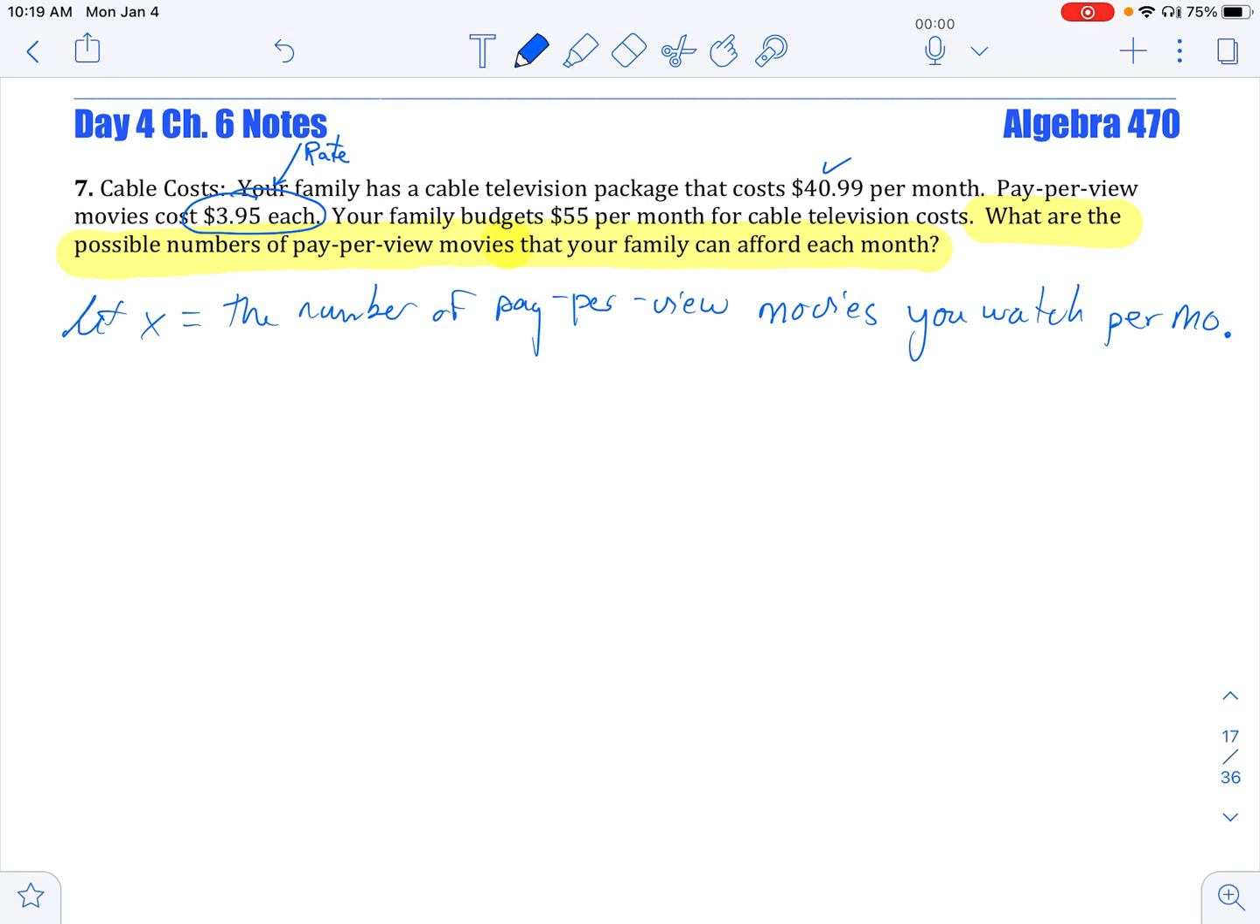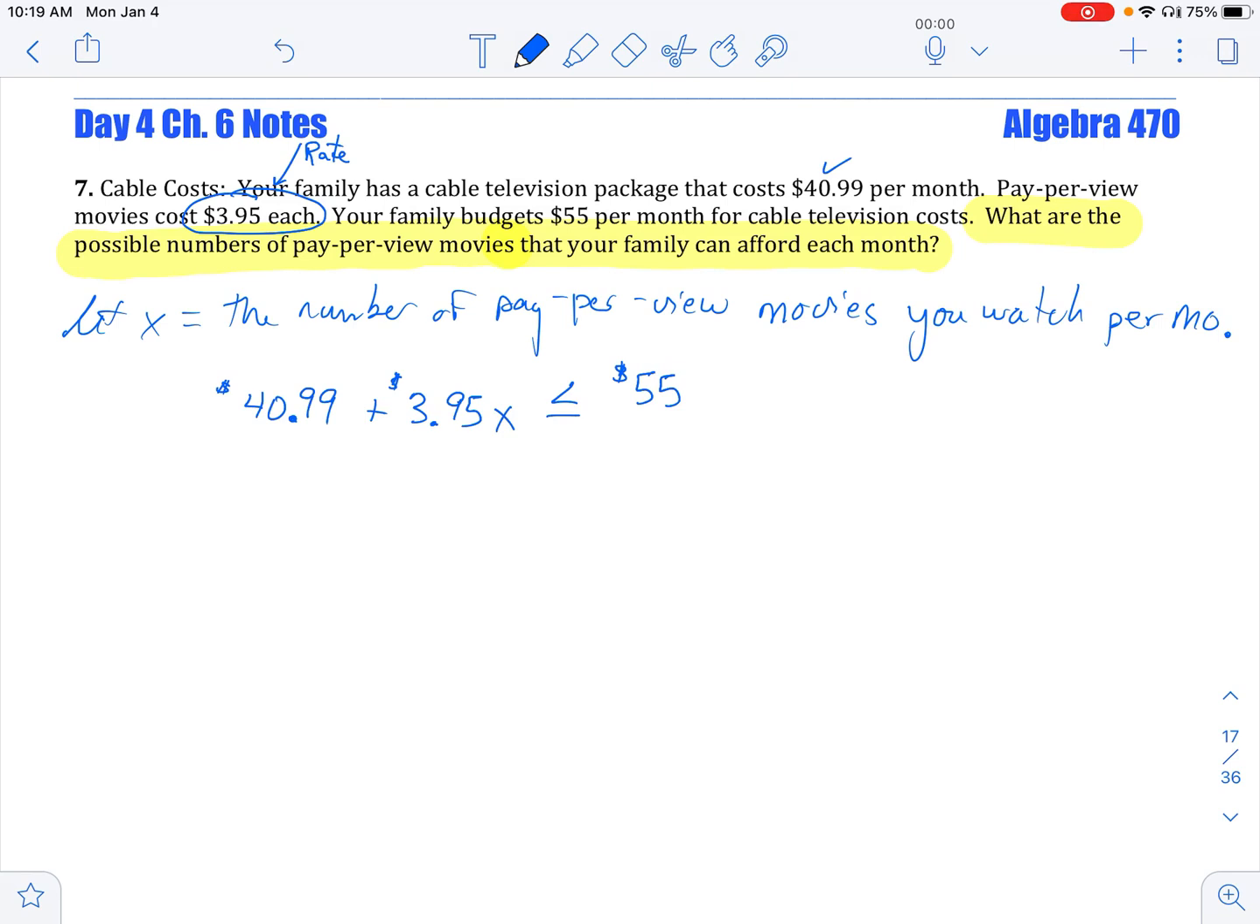So as I think about this situation, I start out the month having to pay $40.99, and then I'm going to add to that $3.95 multiplied by how many movies we have watched, which we don't really know the number of movies that we've watched. And that's going to be multiplied there then by x. And we need to make sure that we stay under budget. So we have to have less than or equal to an expense of $55.